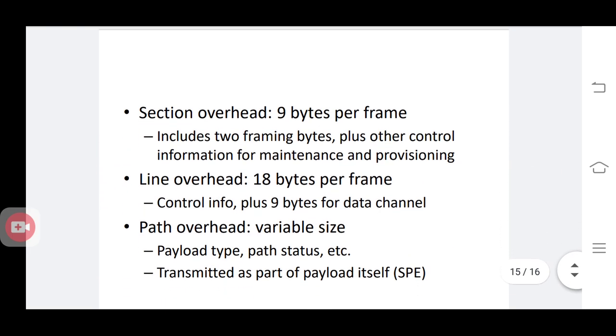The section overhead contains 9 bytes per frame, including 2 framing bytes plus other control information. Line overhead contains 18 bytes per frame and also contains control information. Path overhead is of variable size, carrying payload type and path status. It is transmitted as part of the payload itself, that is the SPE. That is, this path overhead is transmitted along with user data. So the 87 columns contain the SPE, in which path overhead plus user data is there.